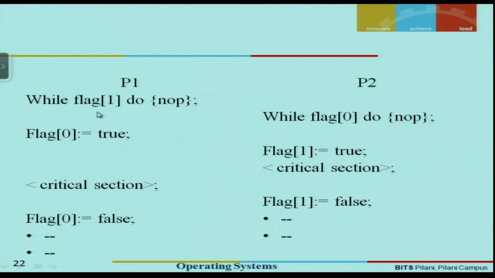So it checks the flag of process 1, and since in the beginning both the flags are marked false, process P0 finds that the flag of 1 is false. So it finds that the flag is false, meaning to say it need not execute this part, it should go and execute this. But before process P0 could execute flag 0 equals to true, what happened? Let us say its time slice expired, and control was transferred to process P1.